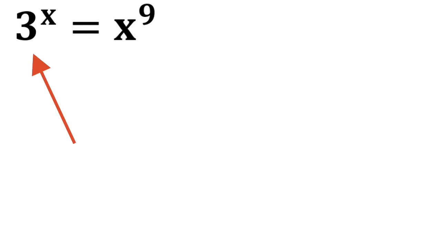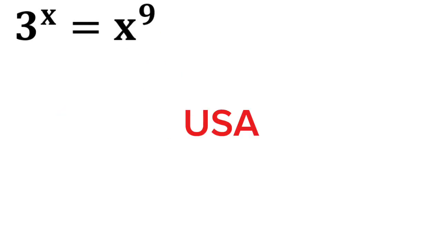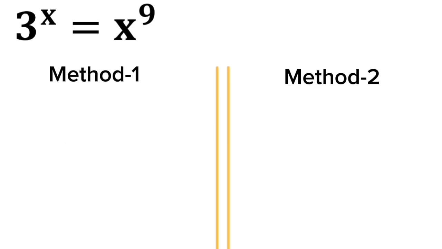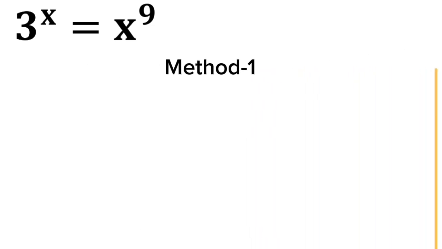We are given 3 to the power of x equals x to the power of 9. This is a USA math question. Find the value of x. Look carefully. We can find the value of x with two methods. Let's find the value of x with the first method.